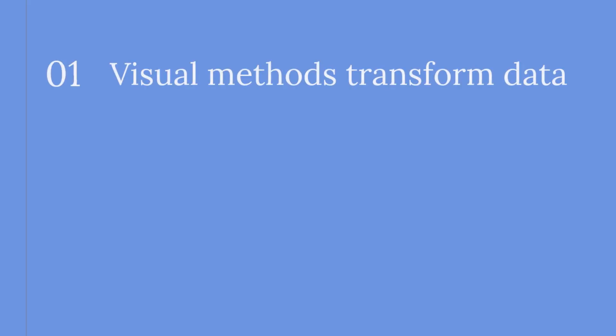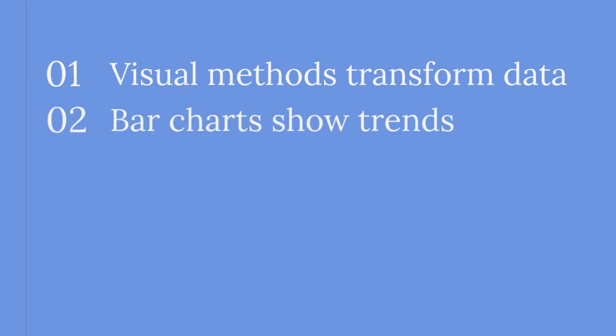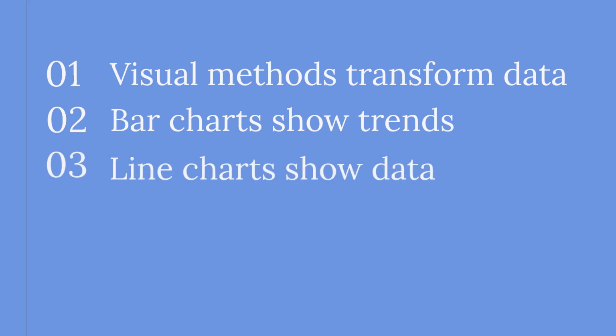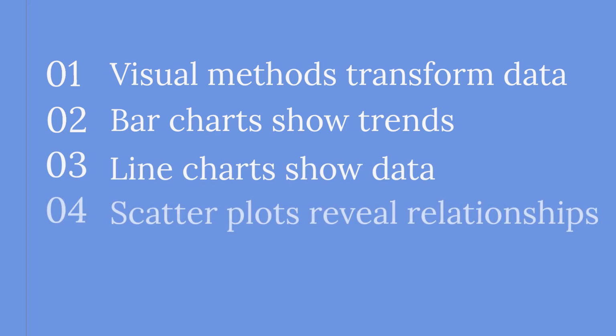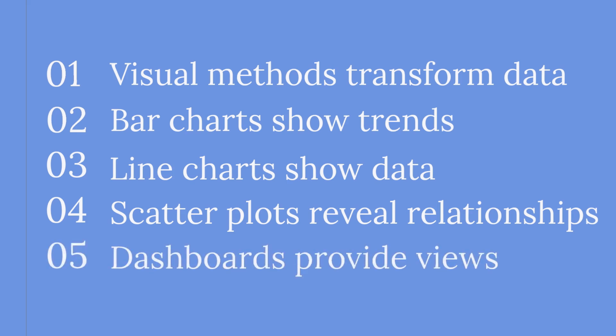Visual methods transform datasets into actionable insights. Bar charts and line charts show categorical data and trends. Scatter plots and histograms reveal relationships and distributions. Flowcharts depict processes, while dashboards provide interactive views. These methods enhance clarity and communication of analysis outcomes.